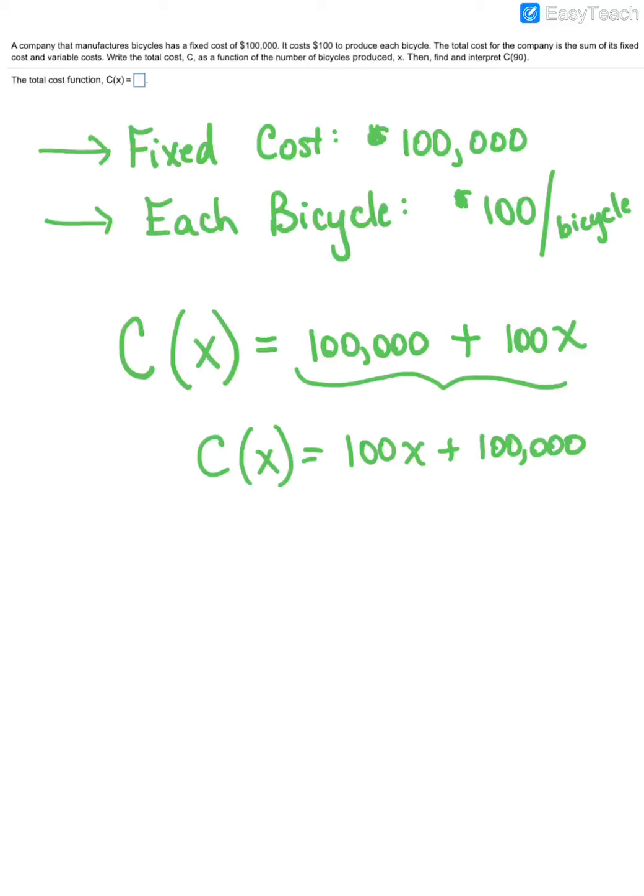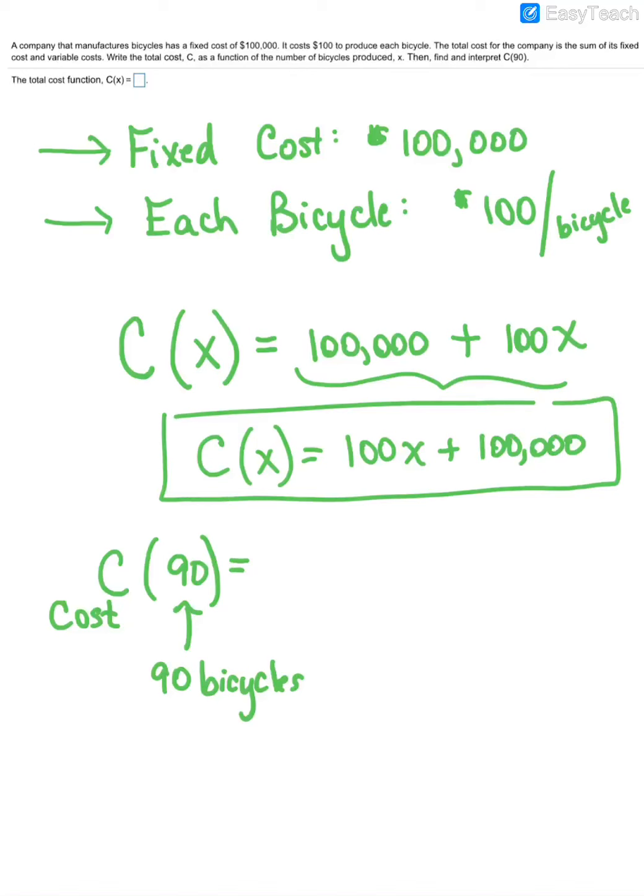And then the second part asks me to interpret the C of 90. So in other words, they're wanting me to figure out what is the cost when I am producing 90 bicycles. So I'll just take this version of the function. It costs me $100 per bicycle. I'm producing 90 of them. And to that, I'm adding my fixed cost of $100,000.